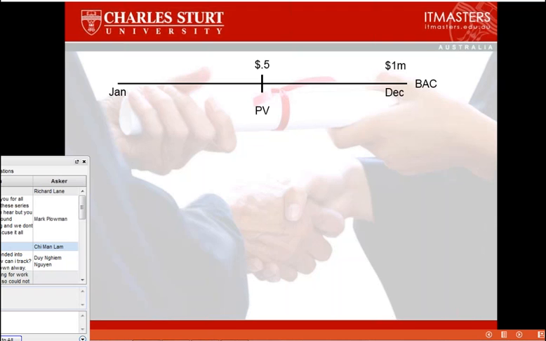In earned value terms, that's called the planned value. The planned value represents the budget that corresponds to the point in time that you are at along the line of the project. So if it was 9 months in, that would be three-quarters of our $1 million, which would be $750,000.